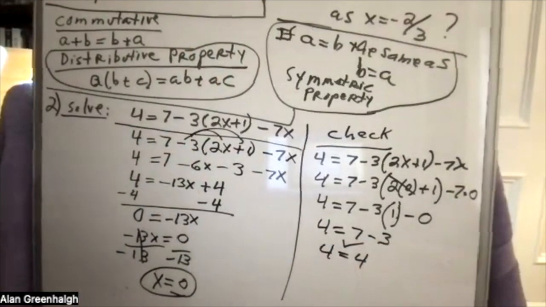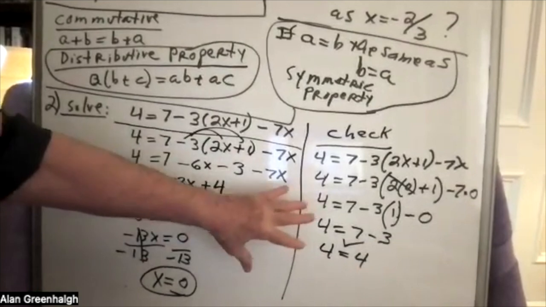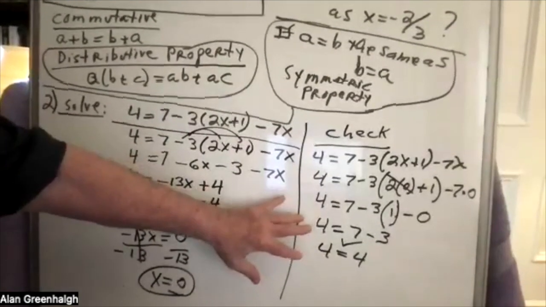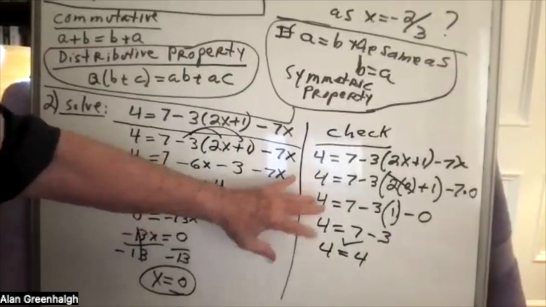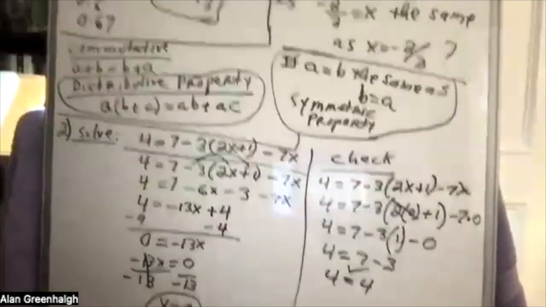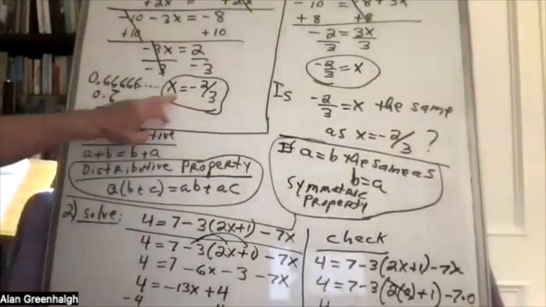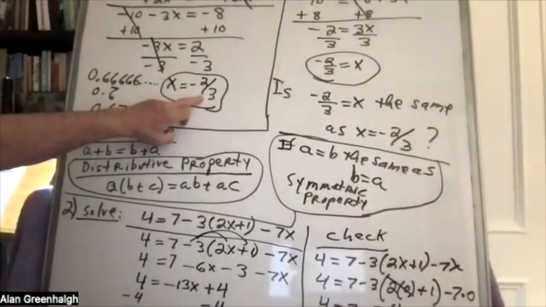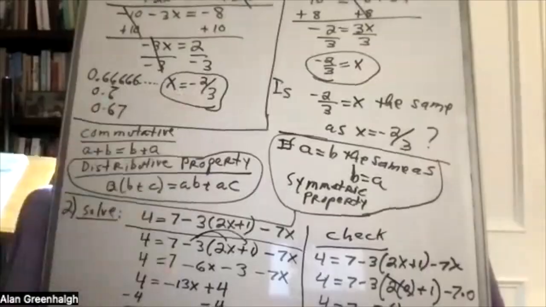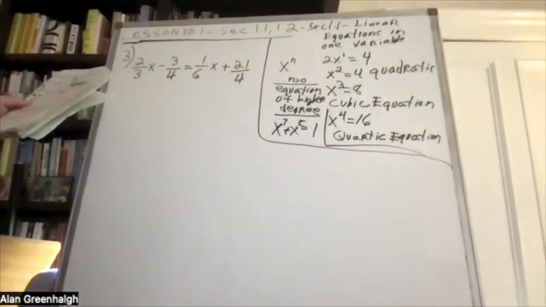So that's one thing you could do. It's doable when you get an answer of x equals 0. It's much more difficult up here when we solved the problem and got negative 2/3. That's a much more difficult problem to check. Okay, there it is.